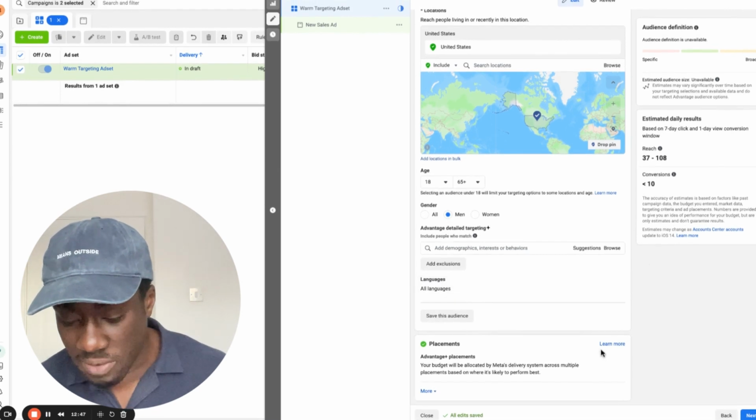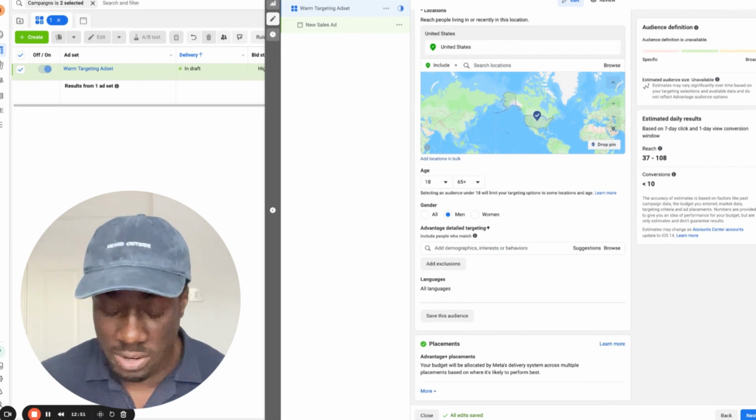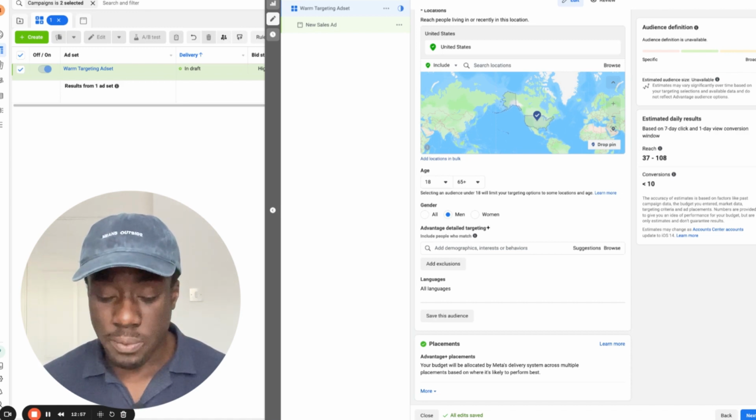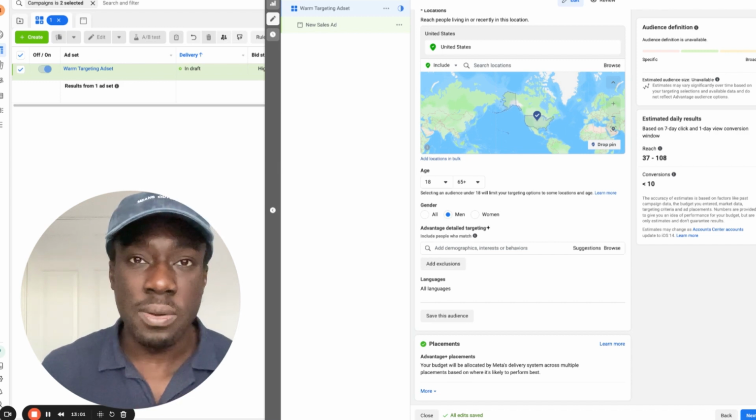And in terms of placements, this is good. They're targeting people who are going to be warm, and they targeted them everywhere. So wherever they go, they'll see the ads multiple times. So this is very good.